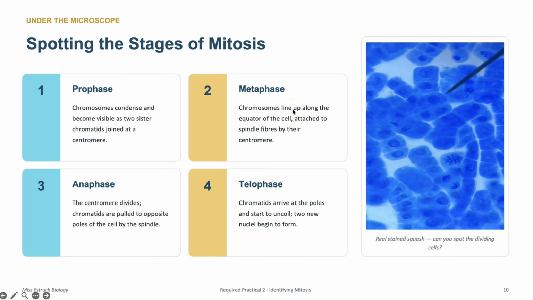Metaphase is when you can see the chromosomes as lines, but they're lined up at the equator. And that's what we can see here. This must be the equator of this cell. We can see the chromosomes starting to line up at that point.